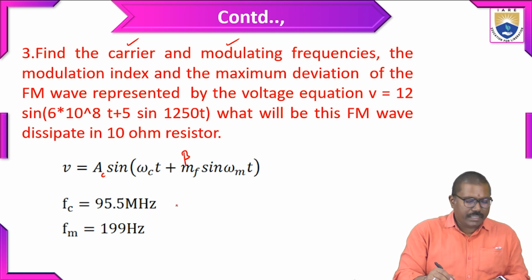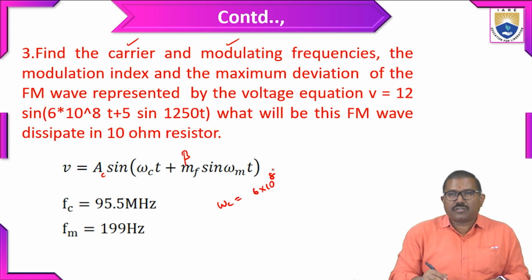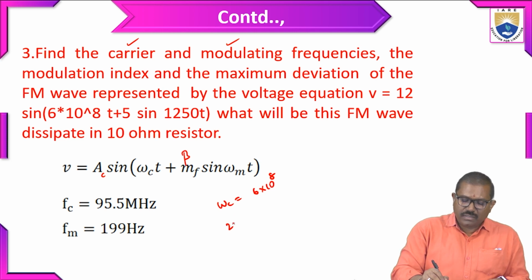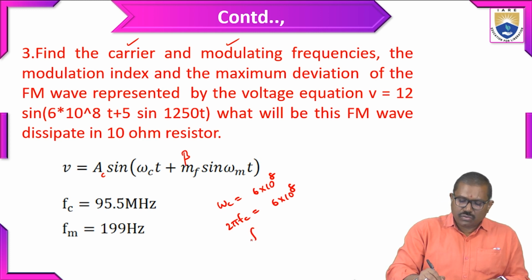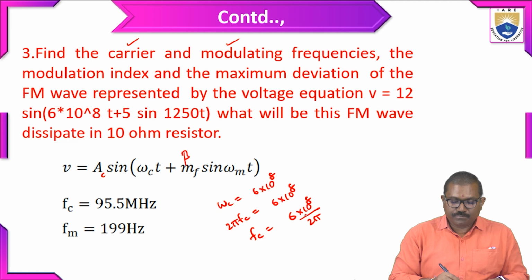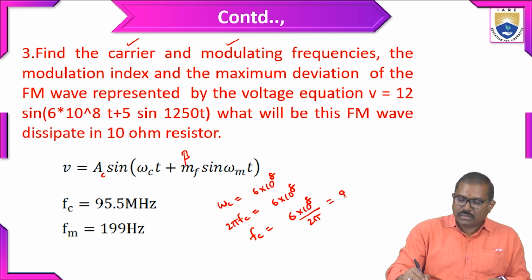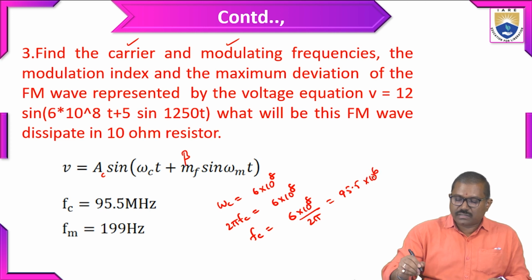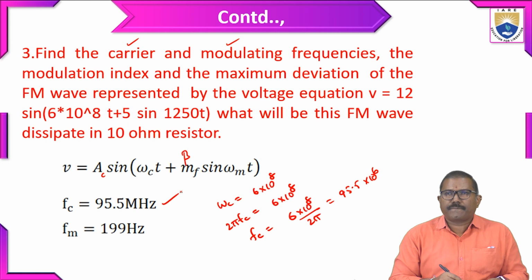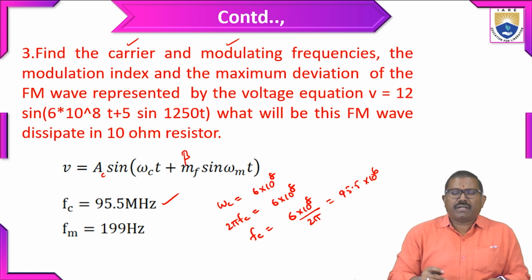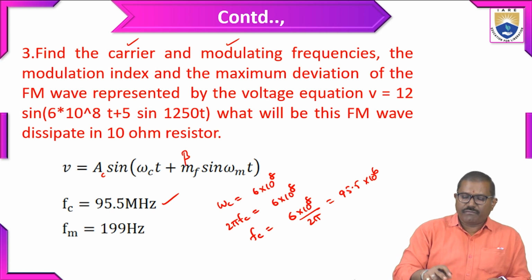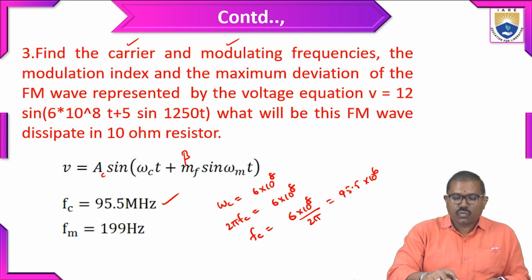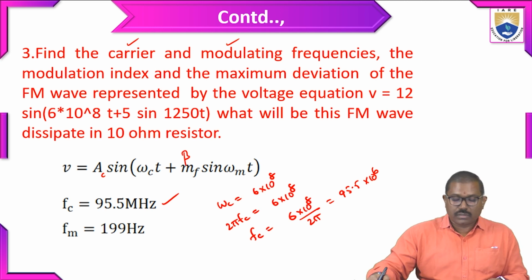So what is my omega c? Omega c is nothing but 6 into 10 power 8. Omega c is 2 pi Fc, 6 into 10 power 8. I require Fc, so 6 into 10 power 8 divided by 2 pi. Solving this, you get the Fc value as 95.5 into 10 power 6, that is 95.5 megahertz. The second one is nothing but Fm. Fm is shown here as 1250. So coming to the next page.